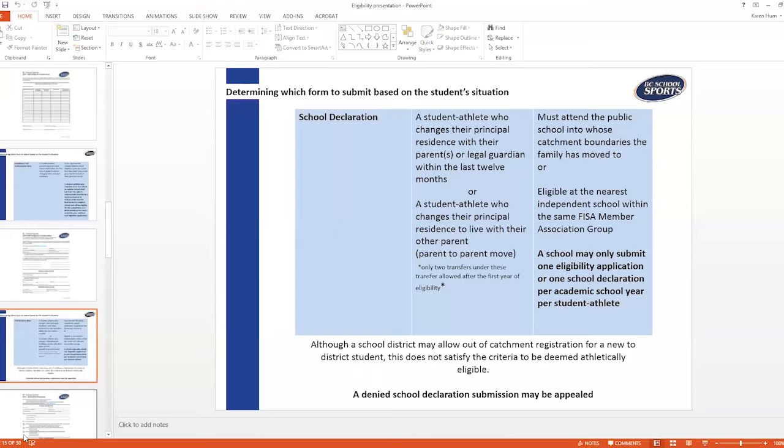And just to clarify, Karen, they still have to sit out 12 months with any registered sport? If a school declaration is submitted and it meets the standard of the rule, they would be fully eligible for all sports.